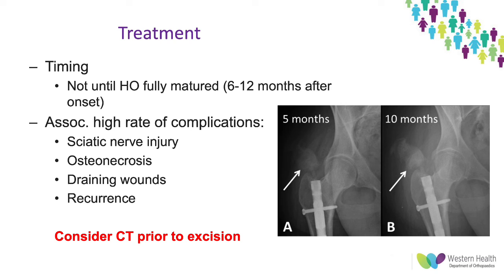In terms of timing, when to do it, usually you need to wait until the heterotopic ossification is fully matured, and that would usually be between 6 to 12 months after onset. There's a high associated rate of complications in the hip, including sciatic nerve injury, osteonecrosis, draining wounds, and of course recurrence. And therefore it's important to consider performing a CT of the hip prior to removal.